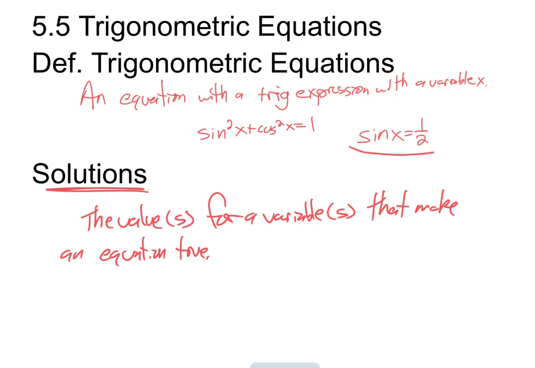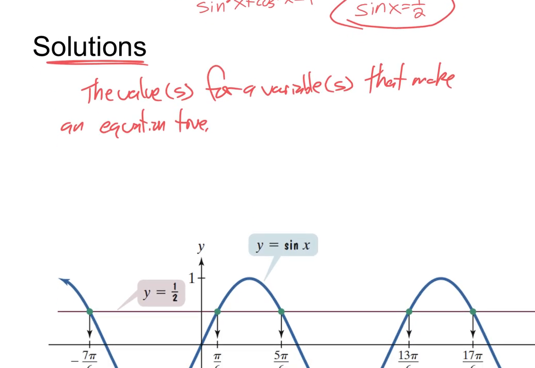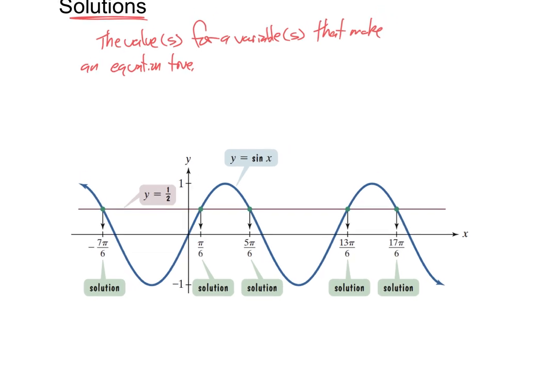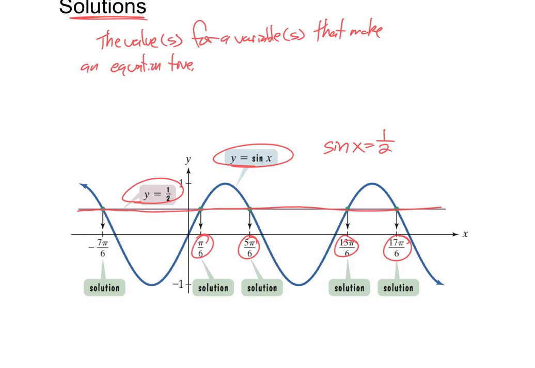So let's look at sine of x equals 1/2 for just a second. We have this graph here. This graph is the sine of x. This is a normal sine function, no transformations occurred. And then we also have this graph of y equals 1/2. Wherever these two graphs intersect is the solution of the equation sine of x equals 1/2. Okay, so we have pi/6 is a solution, 5 pi/6 is a solution, 13 pi/6, 17 pi/6, negative 7 pi/6, and we will have more solutions as the graph continues.